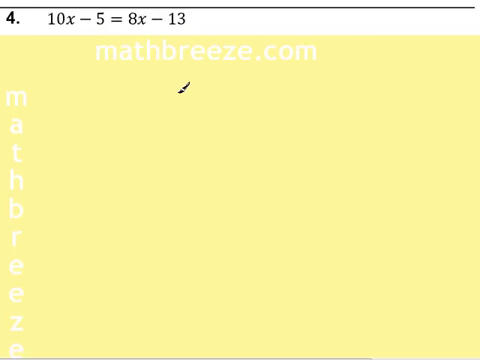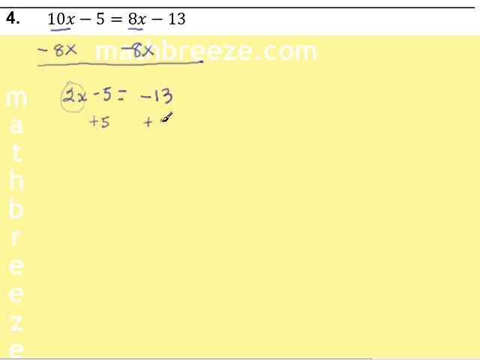In number 4, we have a linear equation with two x terms. And we want to gather together the x terms. So we'll do this by subtracting 8x from both sides. And here we have 2x. Let's bring down that -5, bring down the equal sign, and bring down the -13. The next step is isolate the x term. So the x term has a -5 next to it. We'll do the opposite. We'll add 5 to both sides.